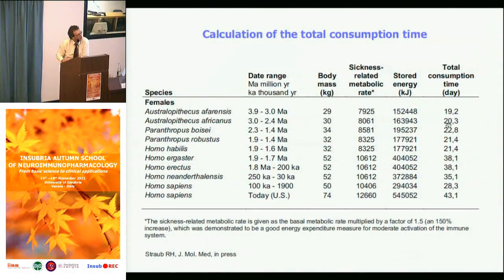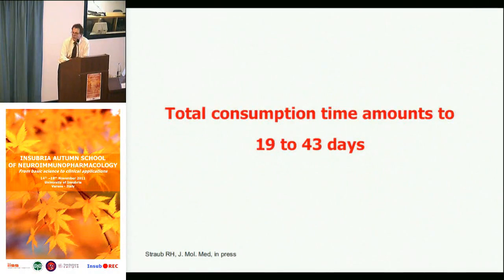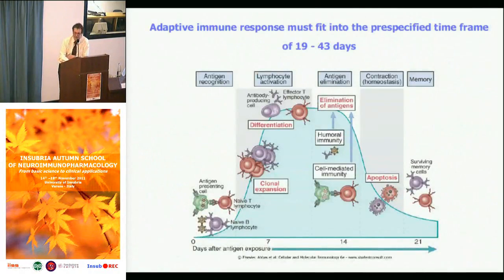And if you calculate the total consumption time, you can see here that the Australopithecus had only 19 days, whereas the Homo sapiens of today has 43 days. And if you are even bigger, you have a little more time. So, total consumption time amounts to 19 to 43 days. Interestingly, the adaptive immune response fits exactly into this time frame. Because the adaptive immune response, you see here the antigen presentation, then the clonal expansion in the lymphoid organ, the differentiation, the effector phase, and the antigen elimination, with humoral immunity starting, cell-mediated immunity starting, has a similar time frame. It fits exactly into this time frame of 19 to 43 days. If this had lasted longer, we probably wouldn't have the energy to do it.